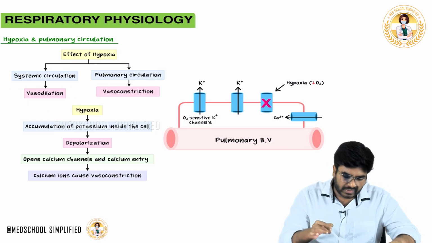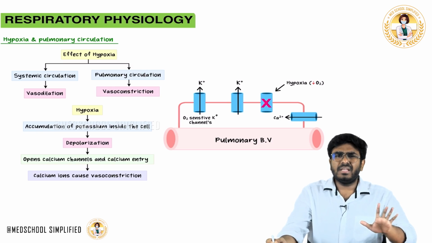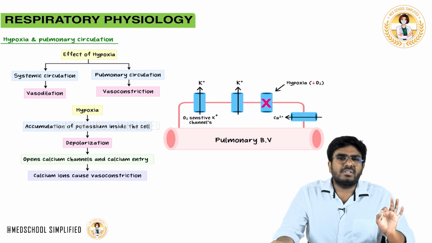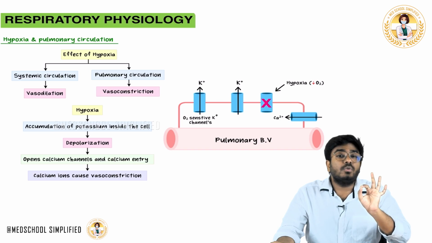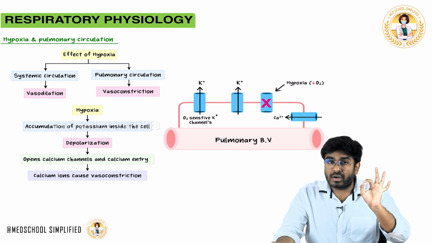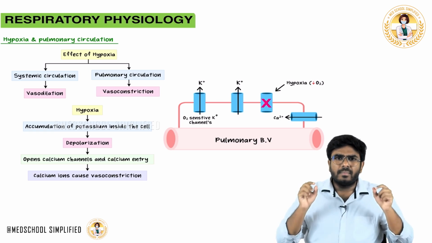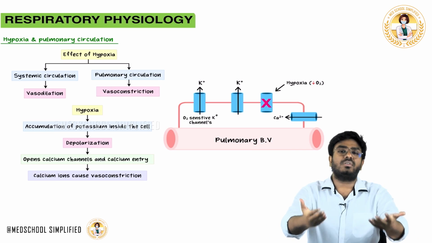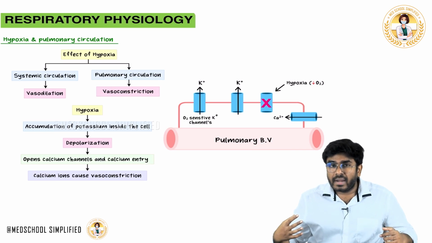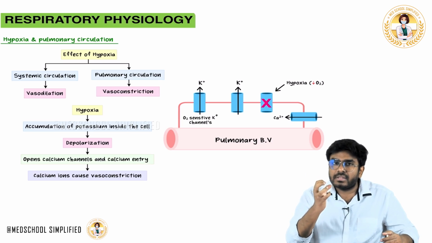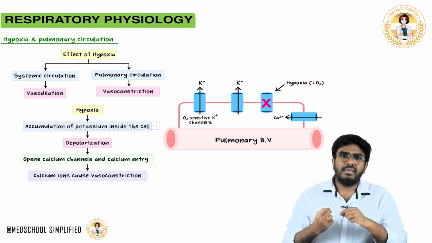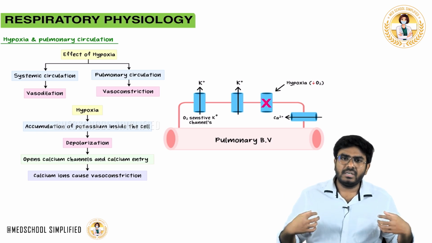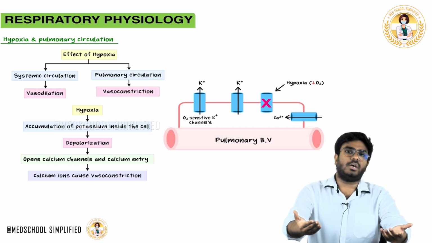But something is different with the pulmonary circulation. Let me ask you something, think logically. Why is blood going to the lungs? Blood is going to the lungs for the purpose of oxygenation. Everywhere in the body, blood is going to the tissues to deliver oxygen. But in the lungs, blood is going to take up oxygen. Blood is going to the alveolus for the purpose of oxygenation.